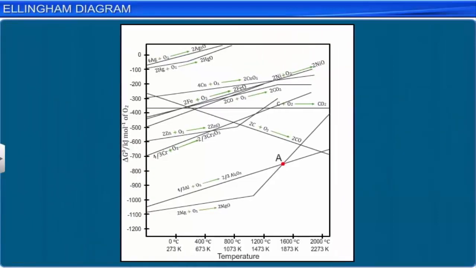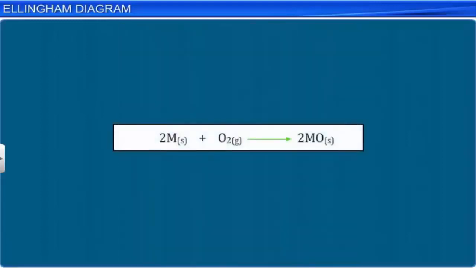An Ellingham diagram normally consists of plots of change in the Gibbs energy versus temperature for the formation of oxides. An Ellingham diagram for oxides has several important features. Let's look at them one by one. The first feature is that the graphs for most metal-to-metal oxide reactions show a positive slope. Consider a reaction such as the formation of an oxide, 2M plus O2 gives 2MO.